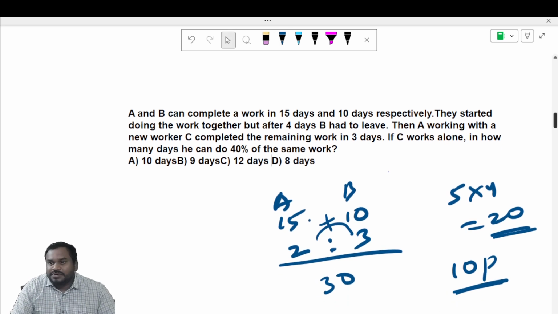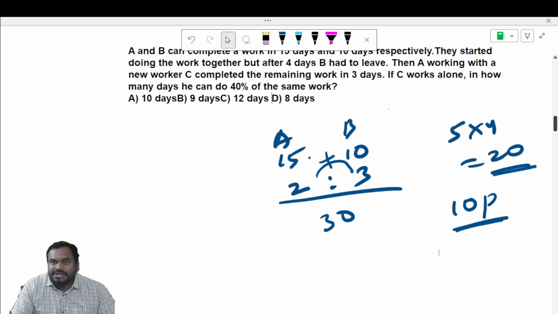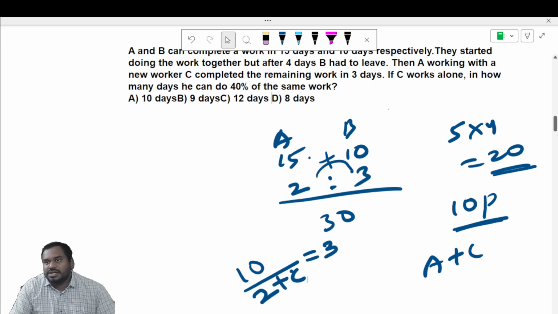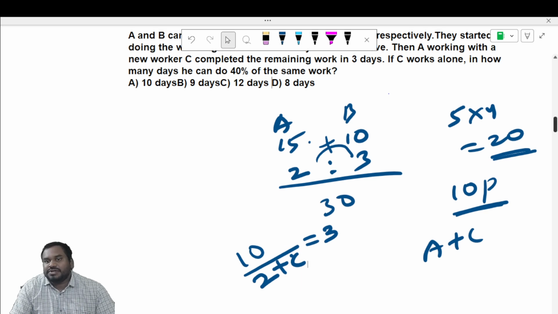So 10 parts of work is completed in 3 days by A and C. So 10 parts divided by A's capacity, which is 2, and C's capacity, which I don't know, is equal to 3 days. Okay. Using this we can find C's capacity. Using that you can find in how many days he can do 40% of the same work.